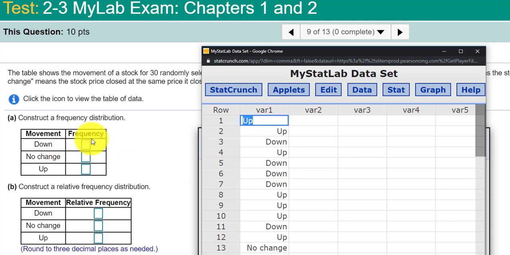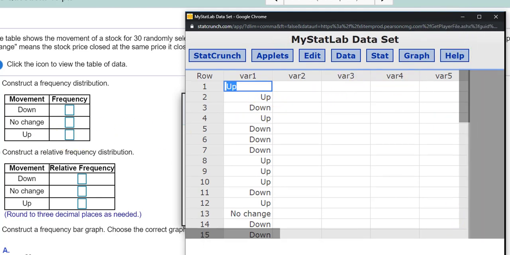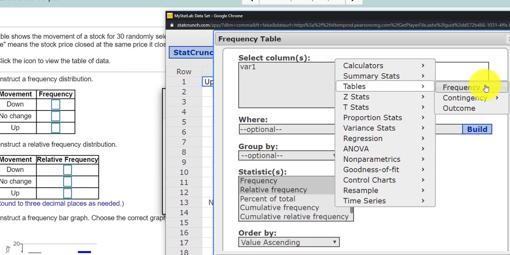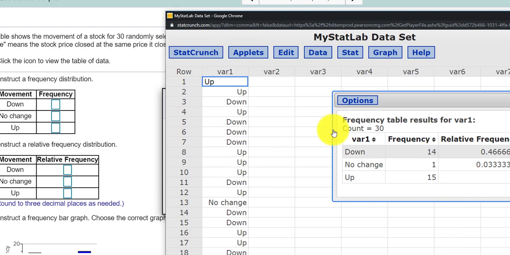To figure out the frequency, we could actually count by hand the number of down and count by hand the number of up, or we can use StatCrunch. Okay, if I were to press Stat, Tables, Frequency, my data start on the variable 1. I want to see frequency and relative frequency data. So it looks like there are 14 downs.